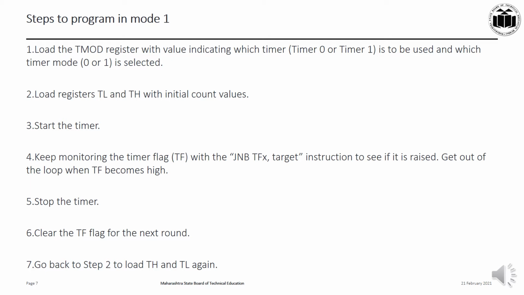Keep monitoring the timer flag, that is TF, with the instruction JNB TF to see if it is raised. Get out of the loop when TF becomes high. Then stop the timer, clear the TF flag for the next round, and go back to step number 2 to load the TH and TL again.